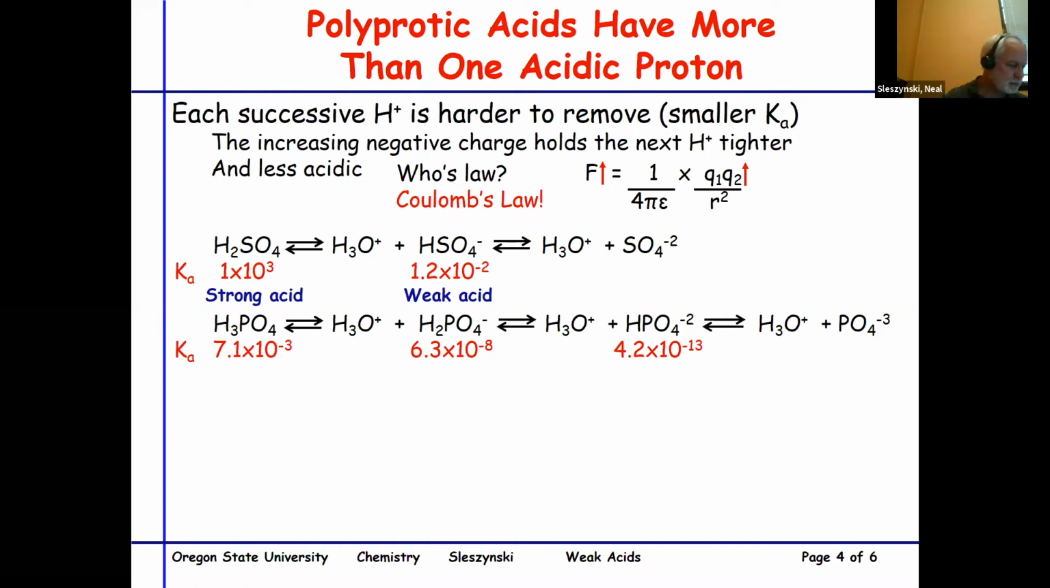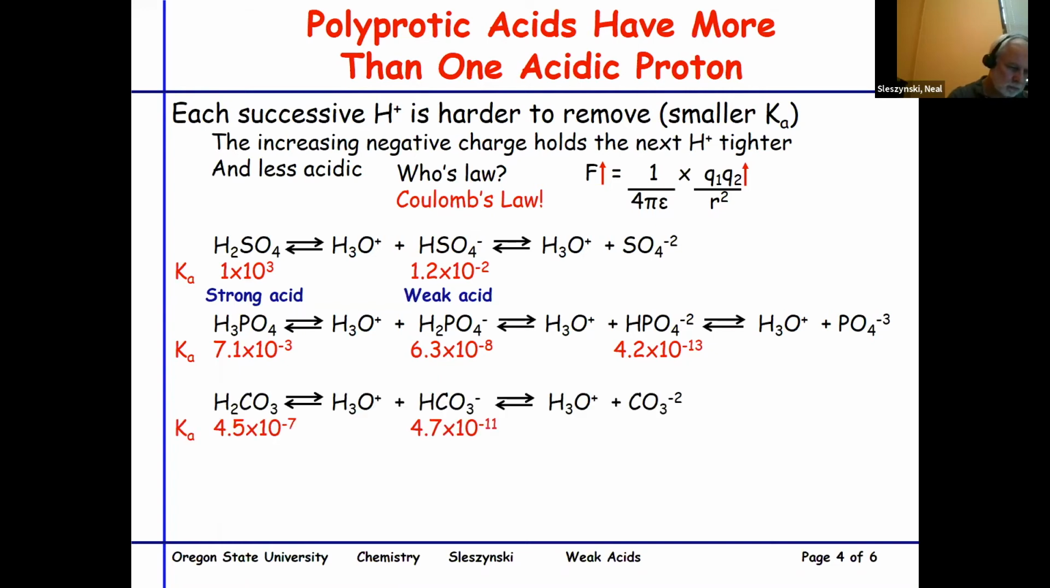If we take a look at a triprotic acid like phosphoric acid, you can see that every time we lose a hydrogen ion and the base molecule ends up with an additional negative charge, the next hydrogen ion becomes harder and harder to remove from the molecule. So we have 10 to the minus 3, and then a 5 order of magnitude difference, 10 to the minus 8th, and then another 5 order of magnitude difference, 10 to the minus 13th, as we lose successive hydrogen ions.